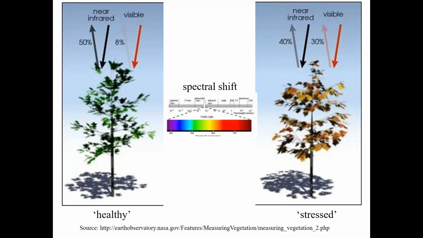Now let's look at a hypothetical tree that is under some kind of stress, whether that is moisture stress, insects, or disease, we're not specifying. Pay attention to the shift in reflected wavelengths of near-infrared and visible. We call this spectral shift.